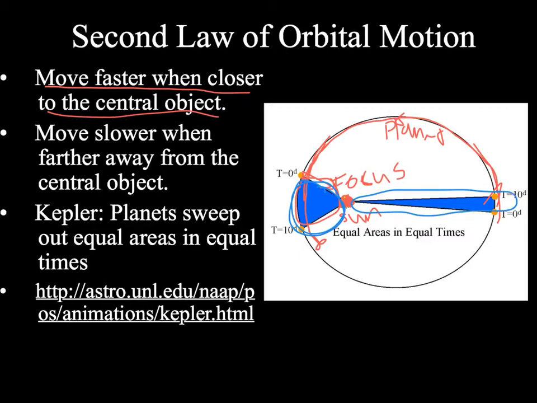So there's still that same amount of space, and that's because over here, when it's moving slower, it covers less ground, but it's farther away, so that's more space to cover, right?